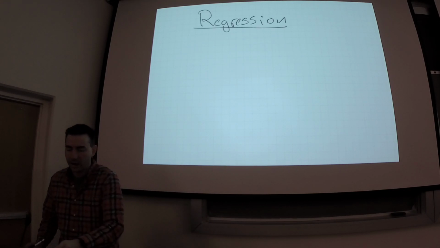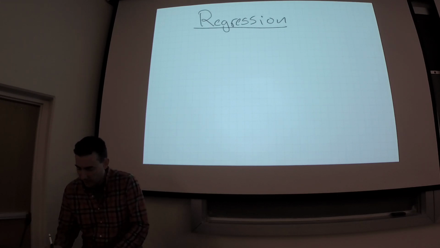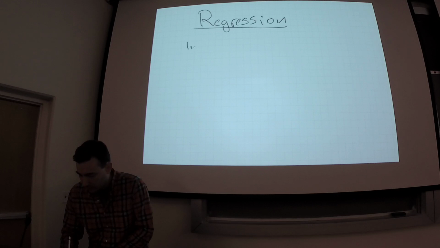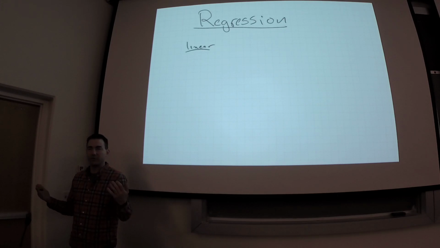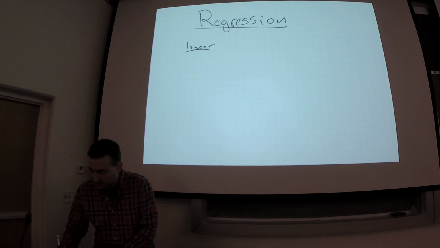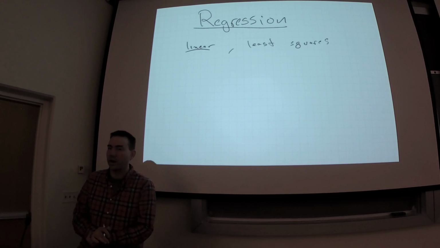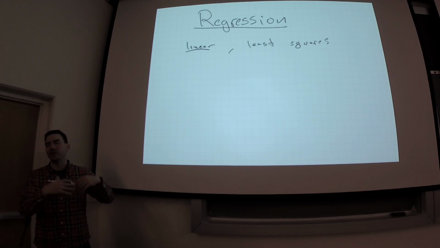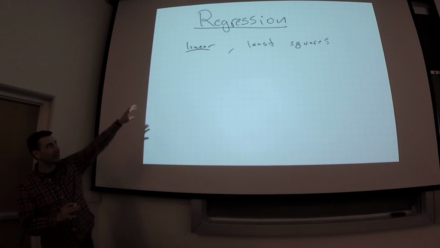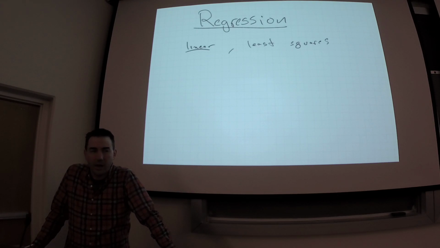So when most people think of regression, they think of linear regression, which is the most common form, and they usually think of what's called least squares linear regression. So we're doing basically the Euclidean L2 space, and we're basically going to be focused on variants of least squares regression.